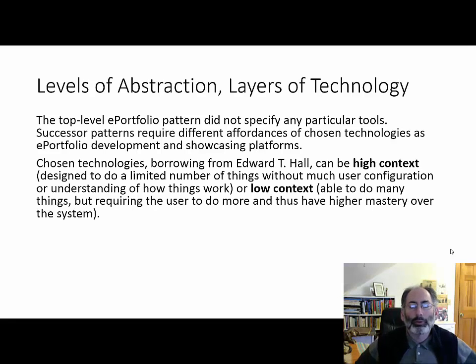There are different kinds of tools. Some are high context, like Blackboard, which are very much designed to do specific kinds of learning patterns without the learner needing to know how they work or having to configure everything. And low context tools like Google Apps for Education, where you can do many different kinds of things, but you really need to understand the system to figure out how those things work.